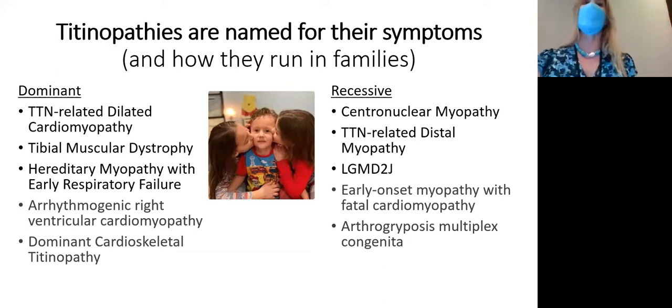So there's quite a range in the symptoms, but what's common to all of these conditions is weakness in the muscle that leads to skeletal muscle weakness, heart failure, or in some cases, congenital differences with both muscle, breathing, and the ability to move.